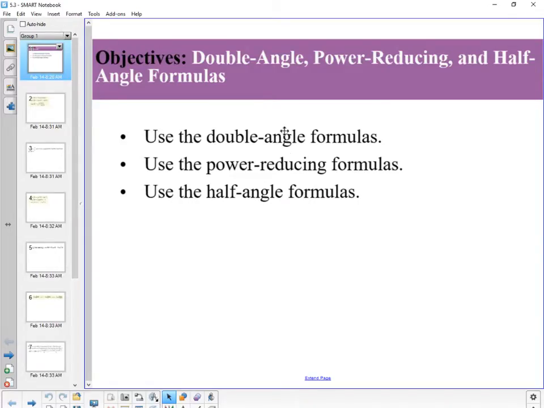Let's get to our lecture. If you want to see power reducing, you're welcome to take a look at those. We're not going to focus on those. Some of us don't even want to look at it. We can read a book or something.